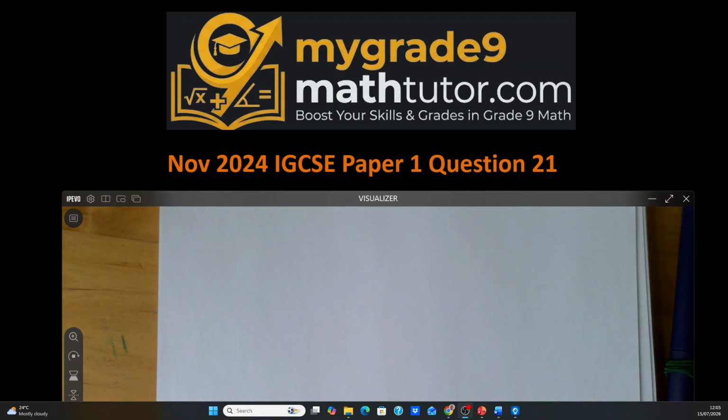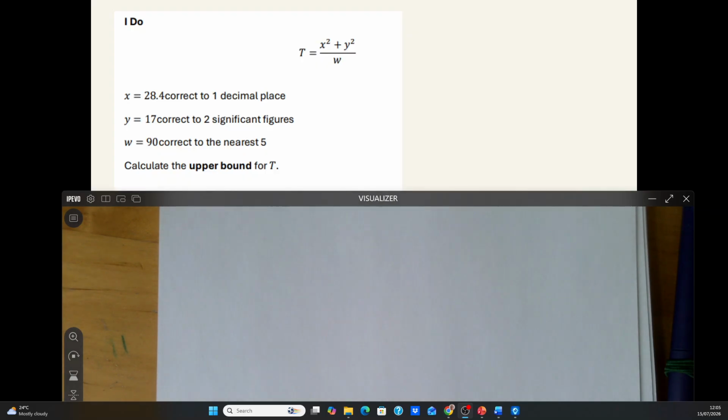Welcome to the IGCSE November 24 question, paper 1, question 21. I'll walk through. There's a worksheet on the website for you to work through after this, of course. This is the question, and it's a bounds question.